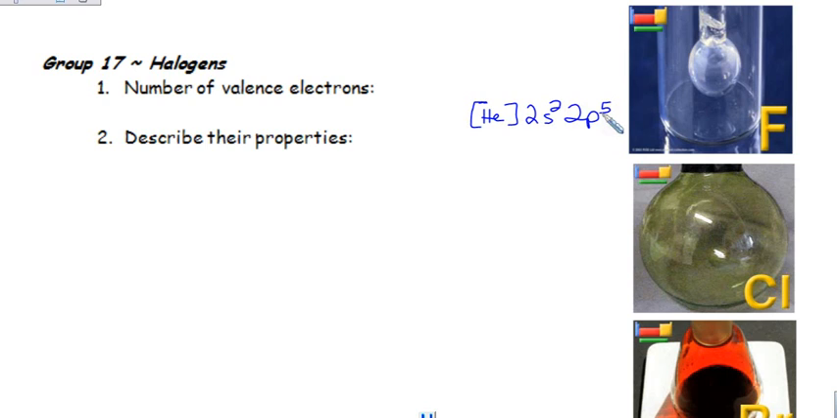Chlorine. Chlorine, 17 electrons. So I'm going to go backwards to neon, 3s2, 3p5.